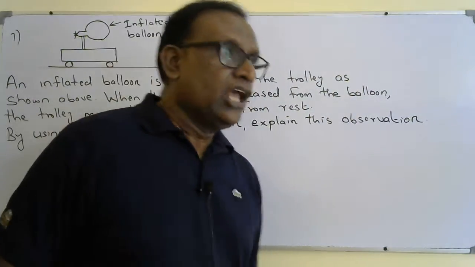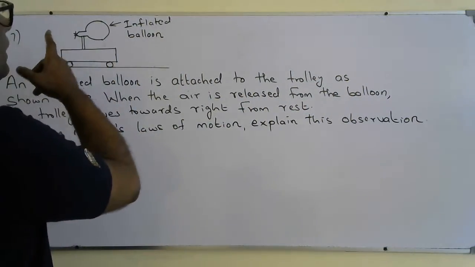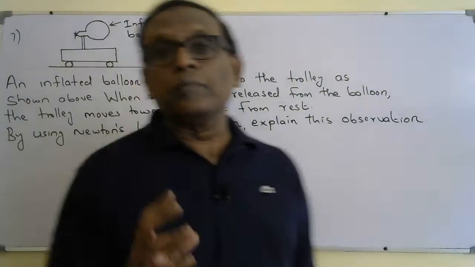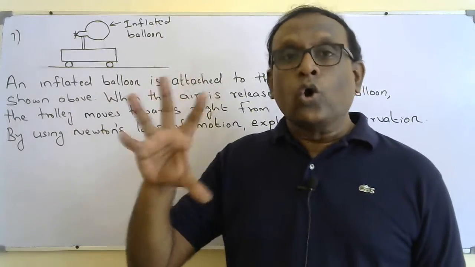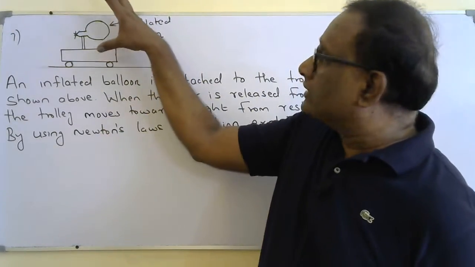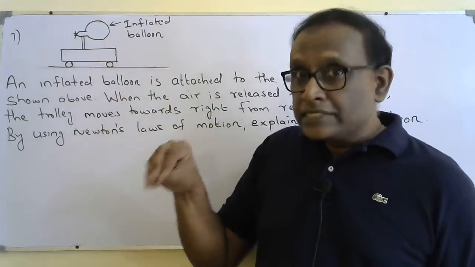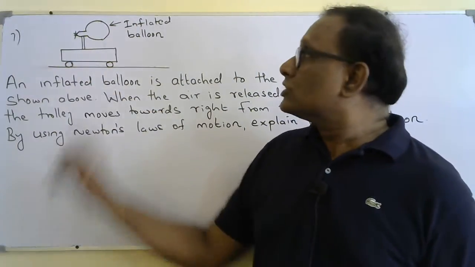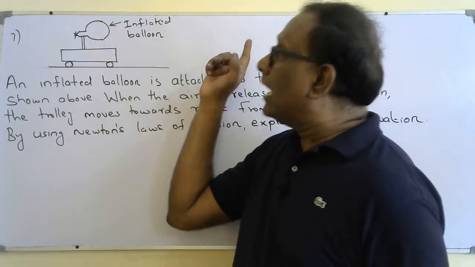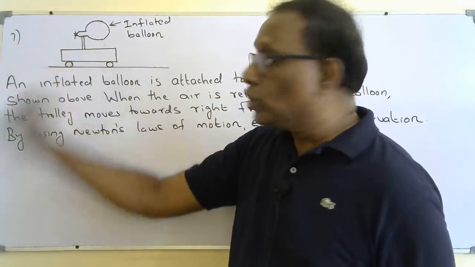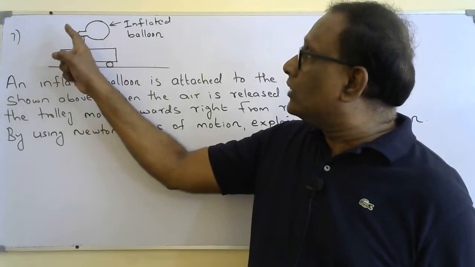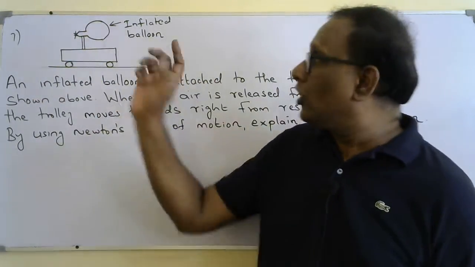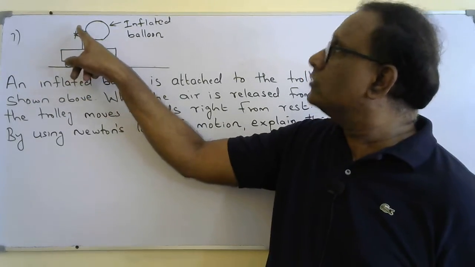So here you can say when the air is released from the inflated balloon, the air will be pushed out towards the left by the balloon. The balloon has its own elastic property, so it will try to come back to its initial position. So the balloon will shrink and push the air towards the left. When the balloon pushes the air towards the left through the hole, the air will push the balloon to the right. According to Newton's third law, you have to refer to the law. According to Newton's third law, the air pushed the balloon towards the right.